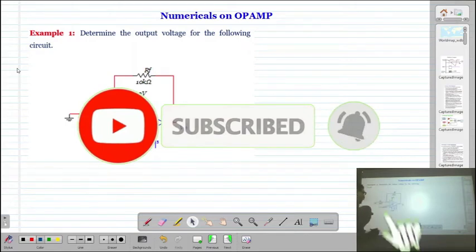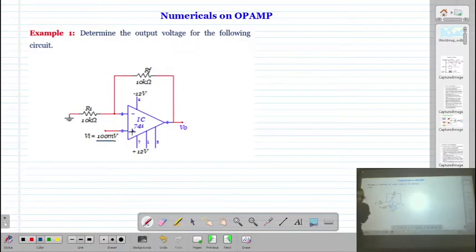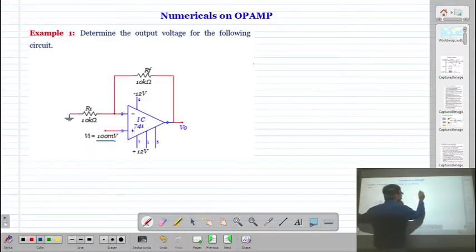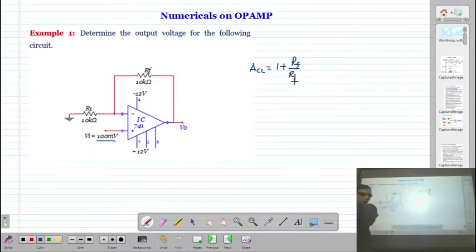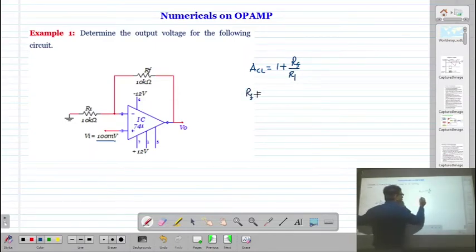It is non-inverting because the input voltage is given to the non-inverting terminal of the amplifier. We know that for a non-inverting amplifier, the closed loop gain is given as 1 plus Rf by R1. In this example, Rf is the same as R1, and that is 10 kilo ohm. So ACL is equal to 1 plus 1, and that will be 2.